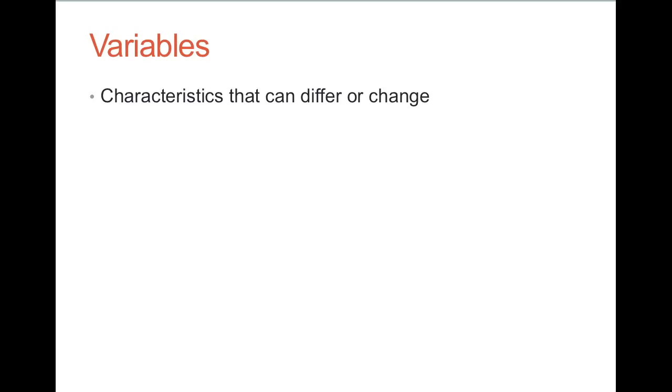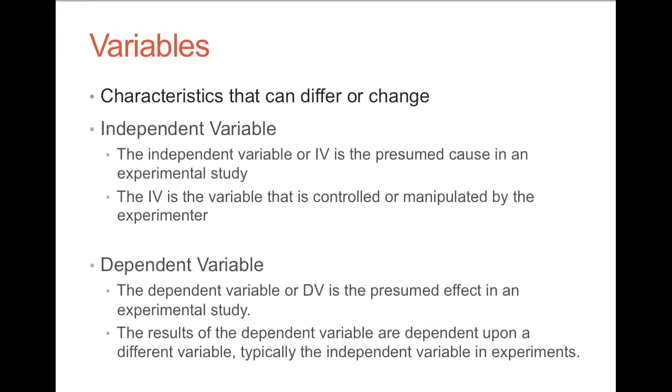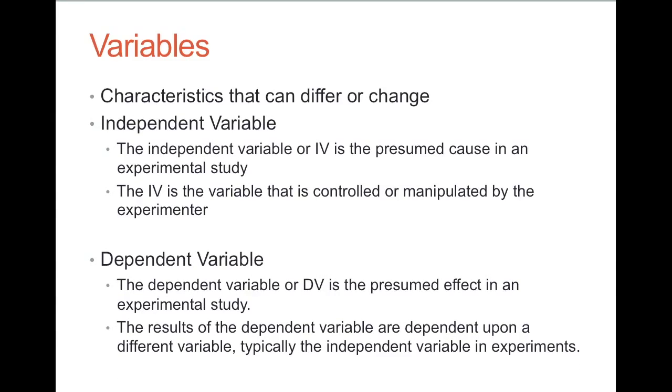It's important to understand what a variable is when you're developing your hypothesis, because typically you're wanting to test this hypothesis. Now, the definition of a variable is a characteristic that can differ or change. Now, your basic experimental design is going to consist of independent and dependent variables. An independent variable is the presumed cause in an experimental study and is the variable that is manipulated by the experimenter.